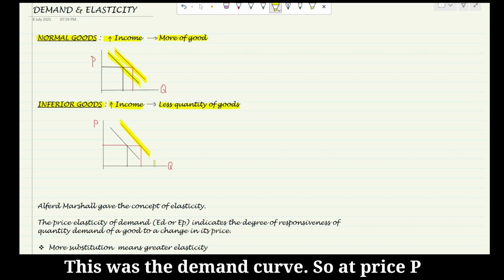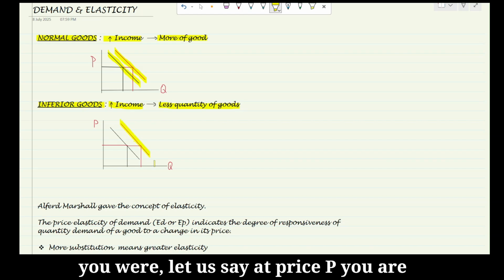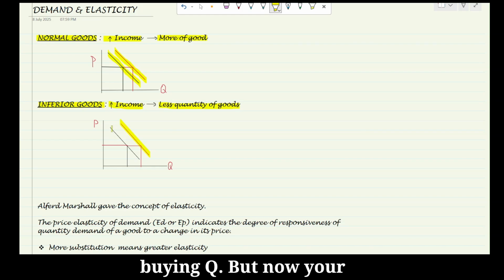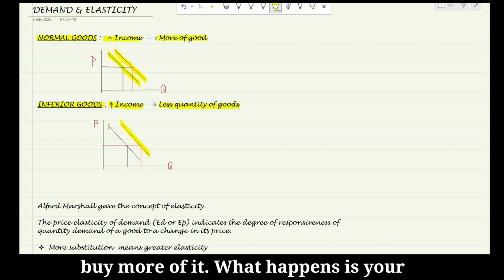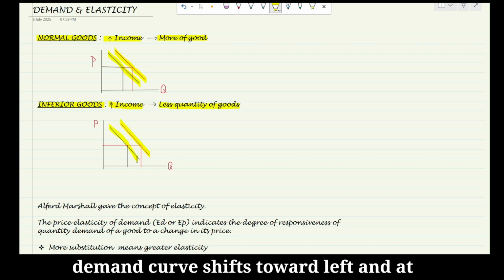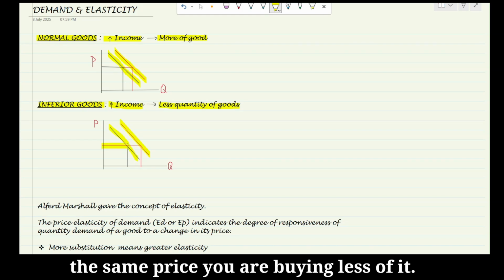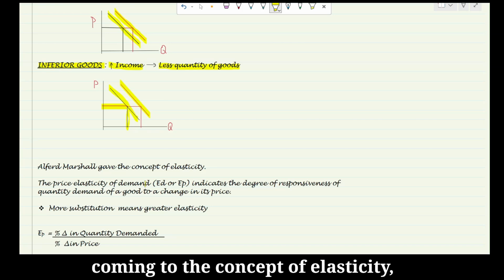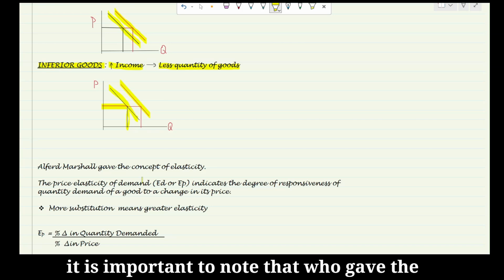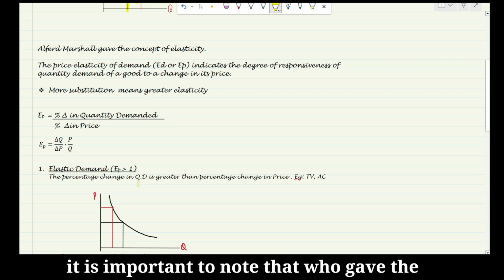This was a demand curve. So at price P you were buying Q, but now your income has risen, but you are not preferring to buy more of it. What happens is your demand curve shifts toward the left, and at the same price you are buying less of it. That is an inferior good.